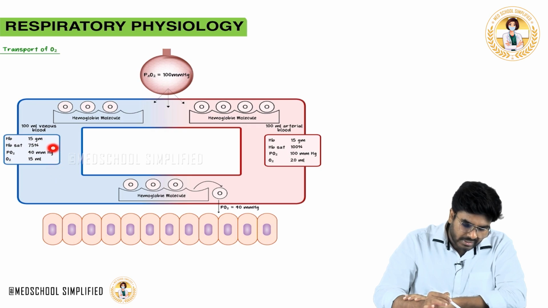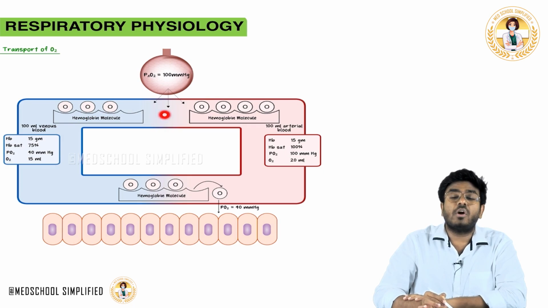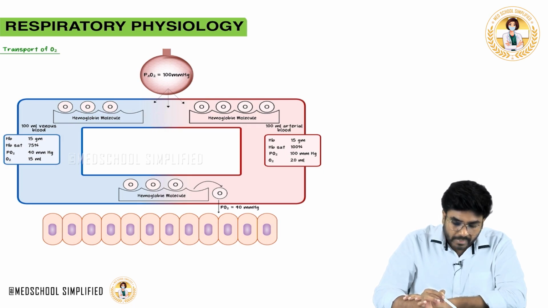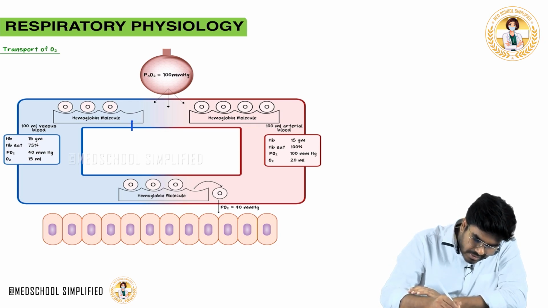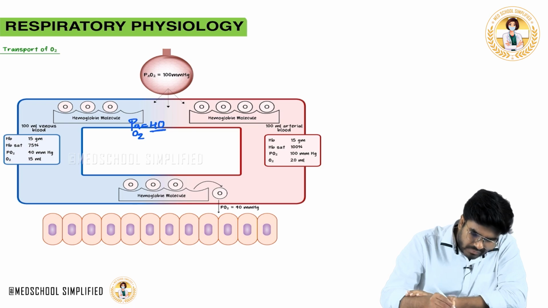Now see, deoxygenated blood is coming like this, to the level of pulmonary capillaries. Now in the pulmonary capillaries, this deoxygenated blood, what is the partial pressure of oxygen here? It is 40 mmHg. Here it is PO2, 40 mmHg. Now here, in the alveolus, it is 100 mmHg.